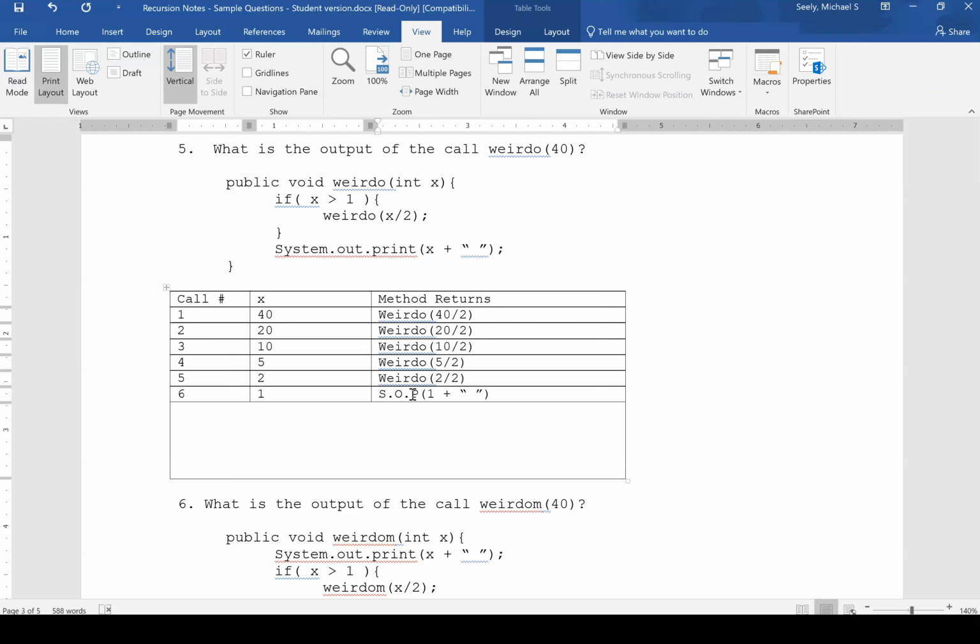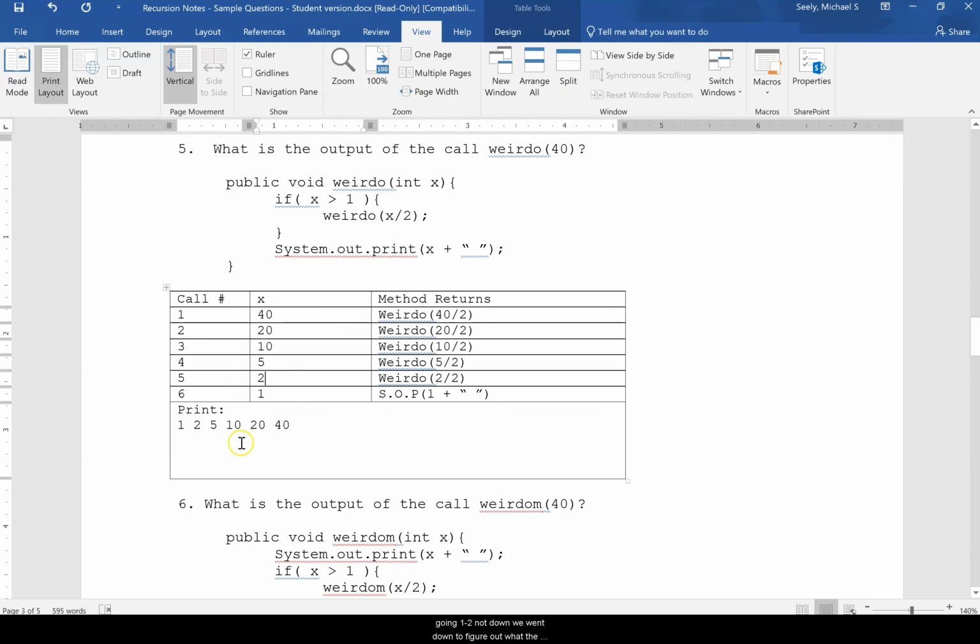Okay. So we start popping back up the stack. We print 1. We're printing x here, so it prints that 1 the first time, then it goes back up and prints 2, then 5, then 10, then 20, then 40. Okay. So this is the order it prints in. It prints up the stack, going 1, 2, not down.